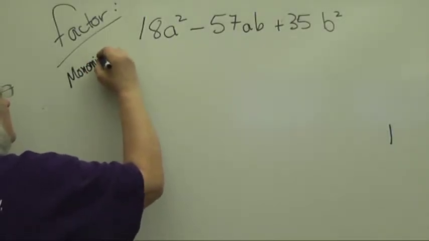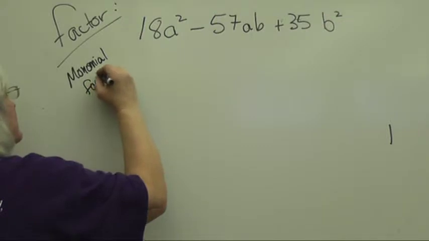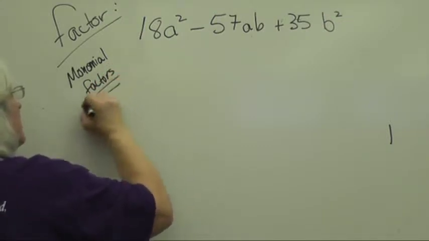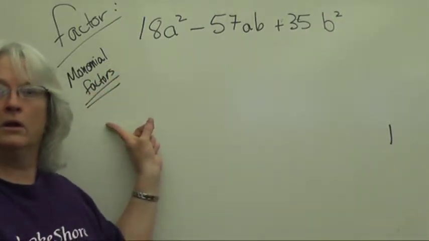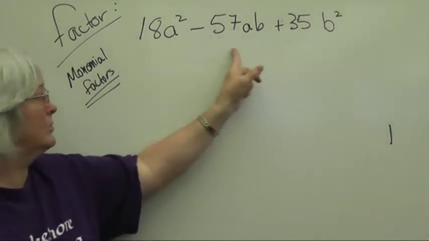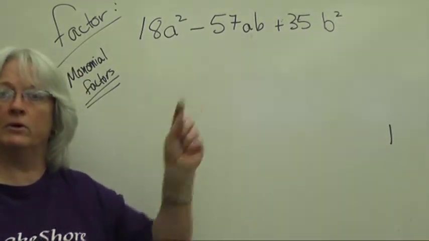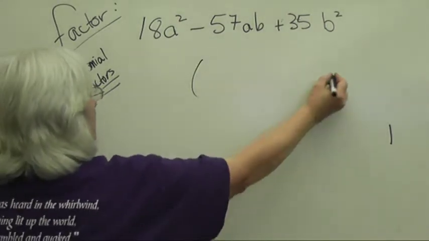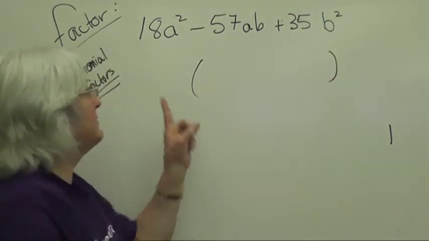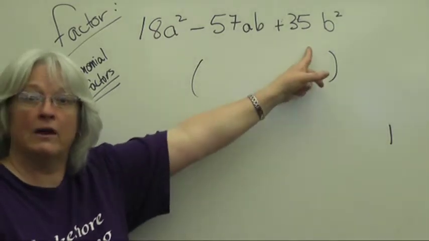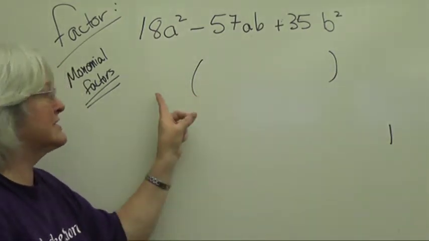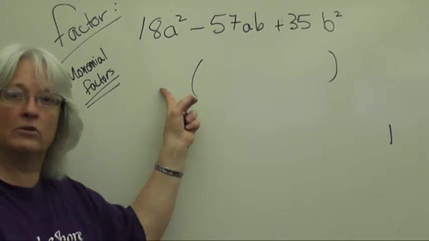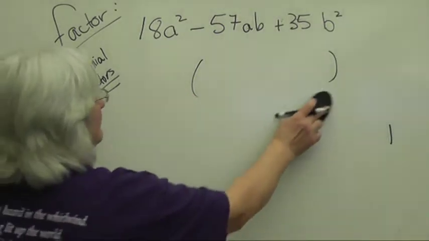Monomial factors. Is there a factor that is in common that we can pull out from this trinomial? This is that reverse distributive property where we learn that if there is a greatest common factor in your trinomial, this outside factor here is that greatest common factor.